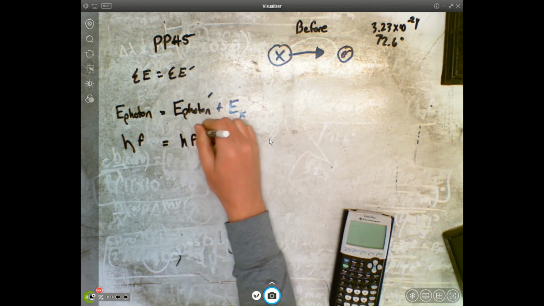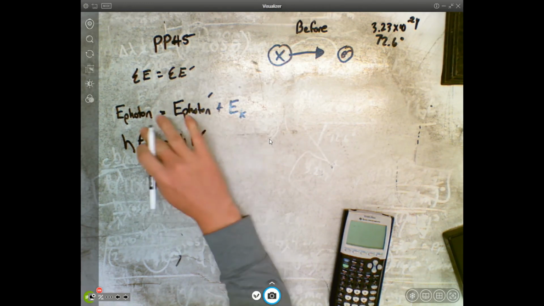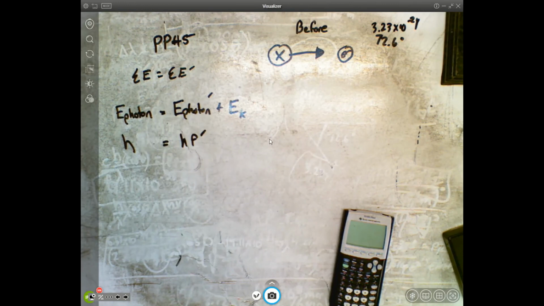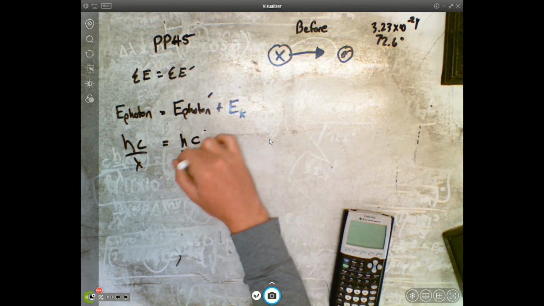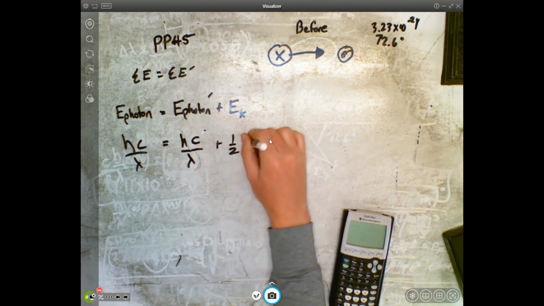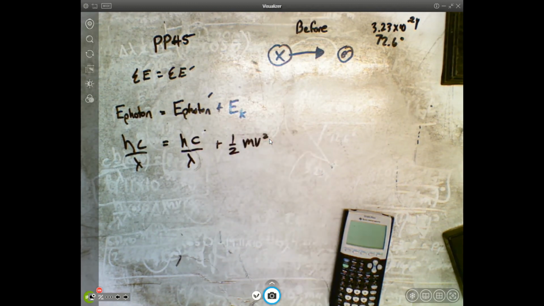And then we have hf after. Actually, I'm going to use hc over lambda because we're dealing in wavelengths. And then this is 1/2 mv squared, and that's our electron.